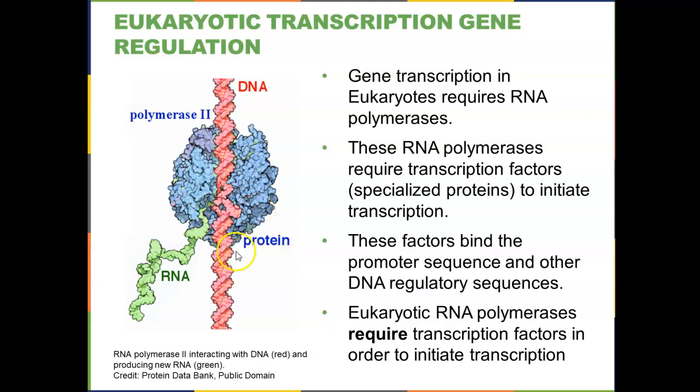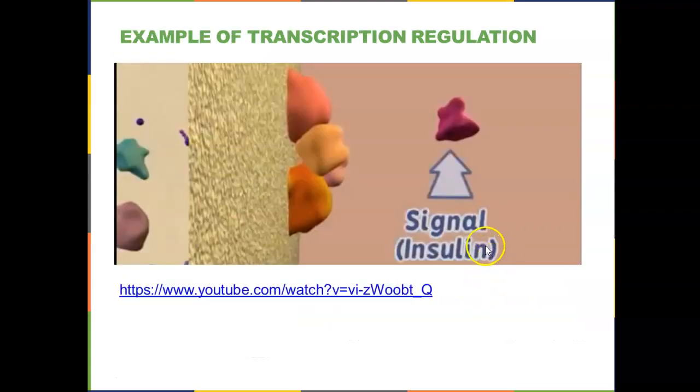So remember that, and this is particularly true in eukaryotes, we're going to have a bunch of different transcription factors present to induce RNA polymerase to attach and start transcribing the DNA and producing a RNA transcript. Let's go ahead and take a look at this animation here.